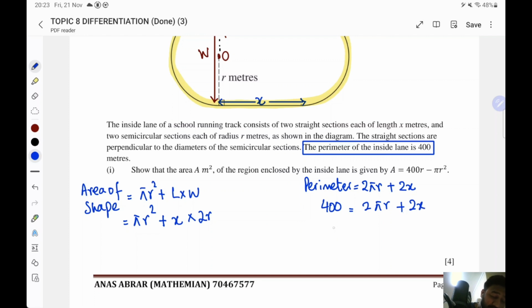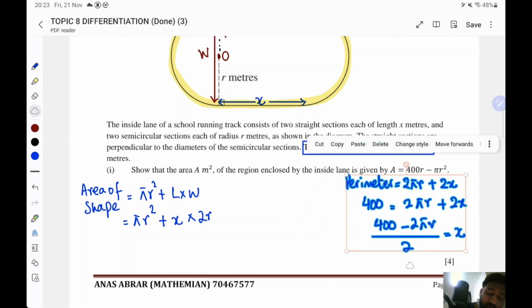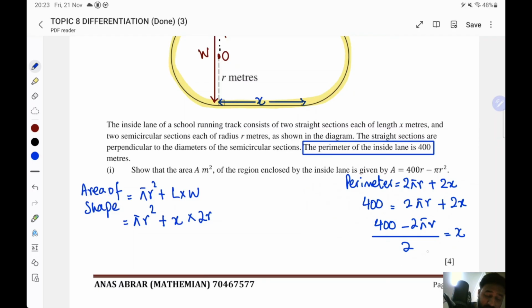If I simplify, it will be 400 minus 2 pi r, divided by 2, which will be equal to the value of x. Now if I simplify the value of x by taking 2 common in the numerator, the value of x will be 200 minus pi r. This will be the value of x.